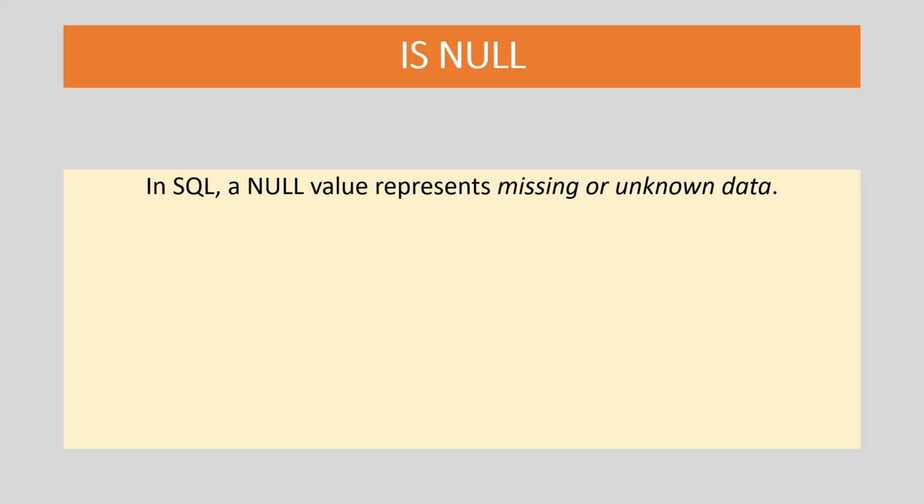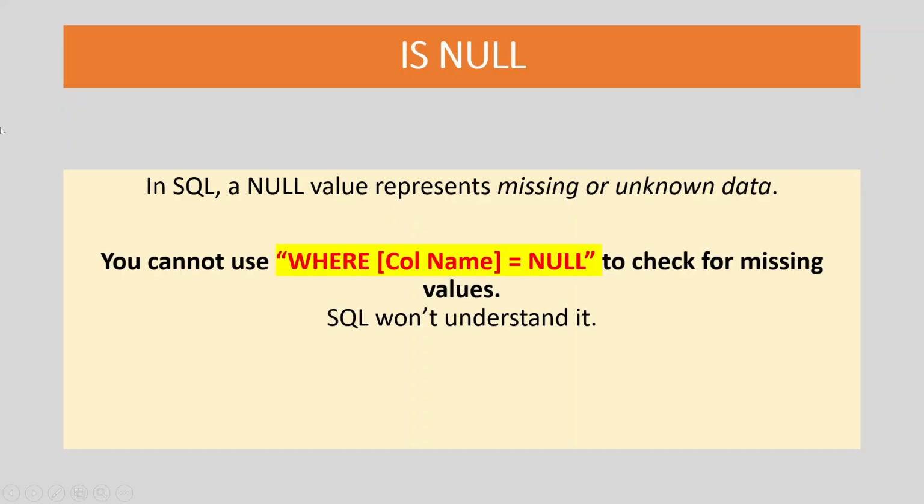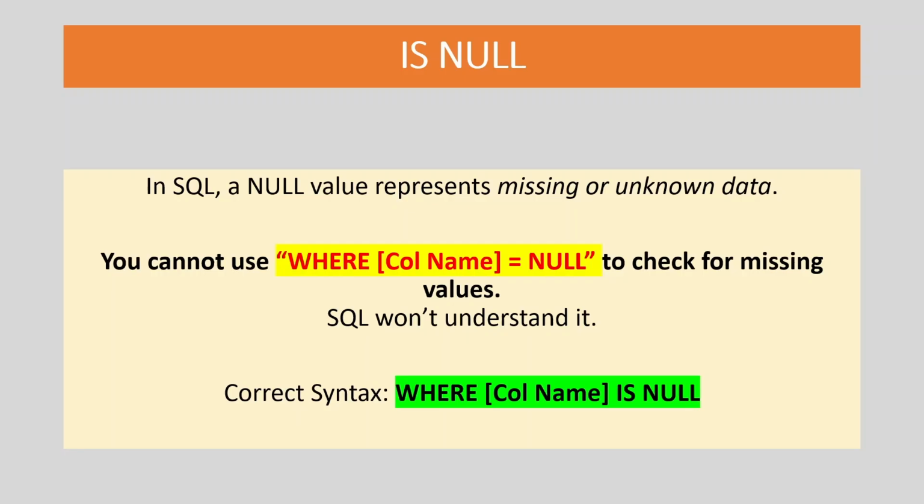It is called null because it's a missing value. Most people just use a where clause to filter the null values. They put where column name is equal to null to check for missing values. SQL doesn't understand this syntax. The correct syntax is the is-null function: where column name is null.